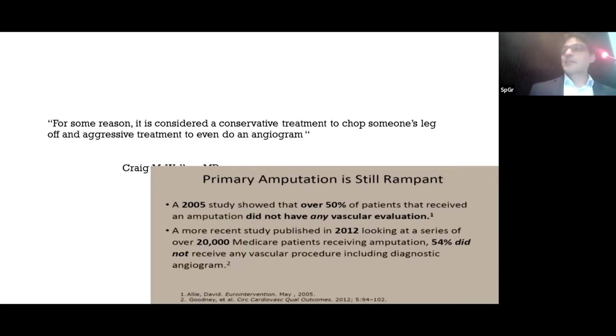And this is based on the data. If you look at the Medicare data, about 50% of patients who undergo amputation don't even get a vascular evaluation. And I see this more commonly in Pakistan.